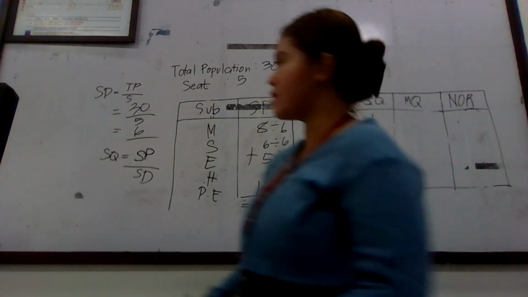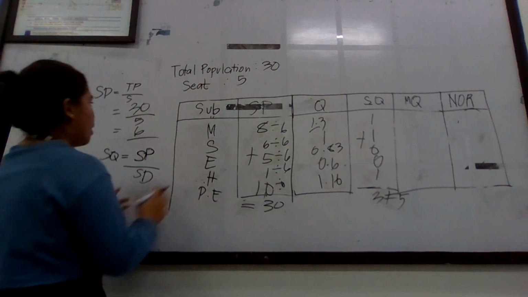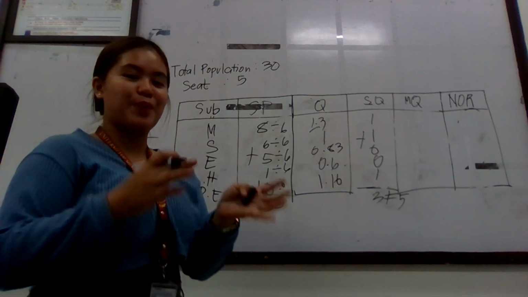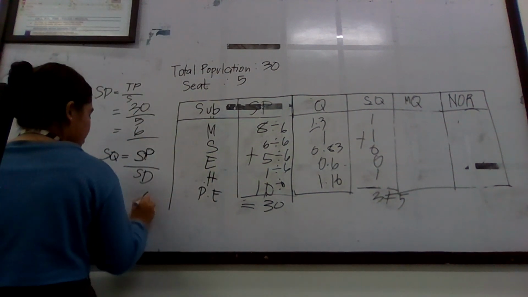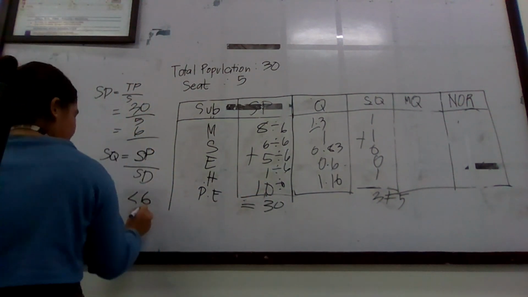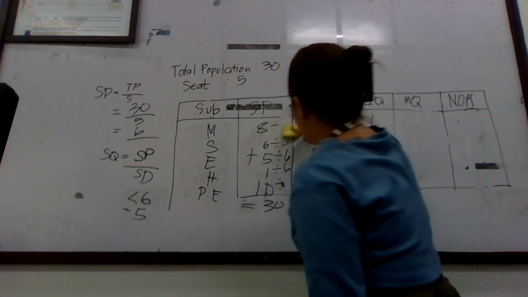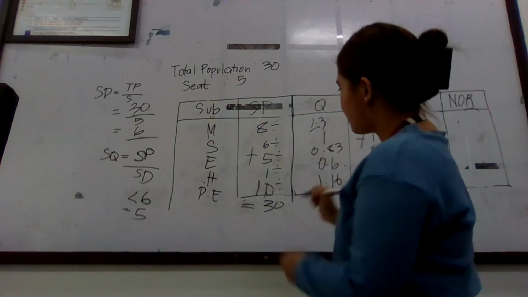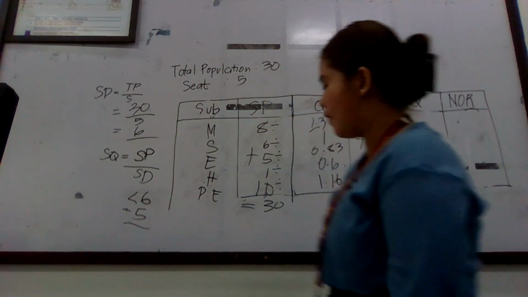So in order for us to get the proper value of our standard divisor, we need a number that is less than 6. So we can use 5. Let us try it. So our modified standard divisor is 5.